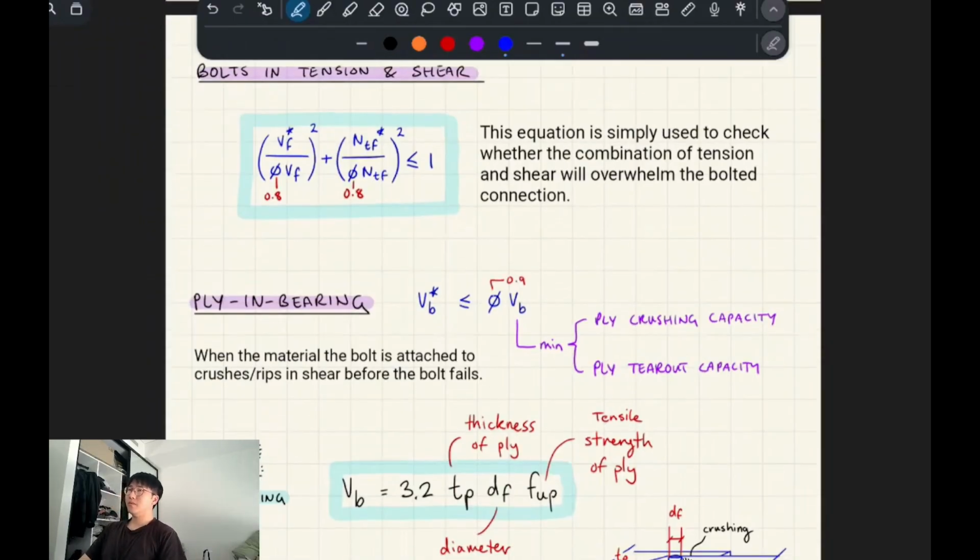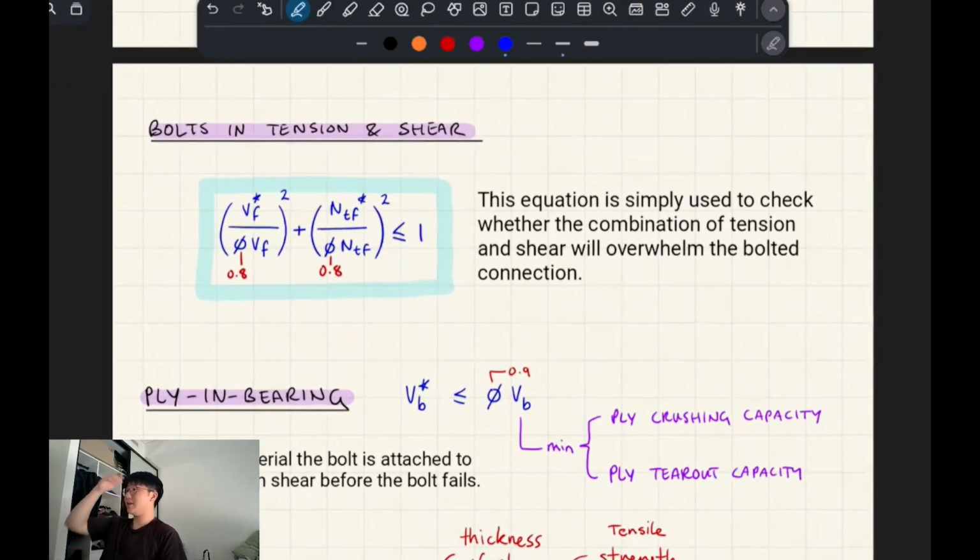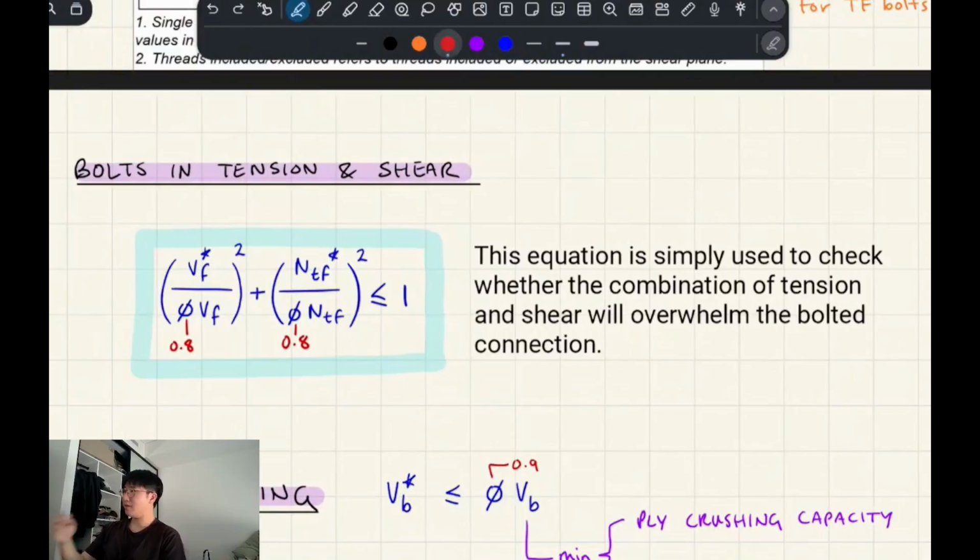Okay, bolts in tension and shear. This is very similar to the idea of when you had to look at shear and moment interaction together. We're just checking that the combination of the shear acting on the bolt and the tension acting on the bolt doesn't exceed this number basically. So you chuck in this formula.